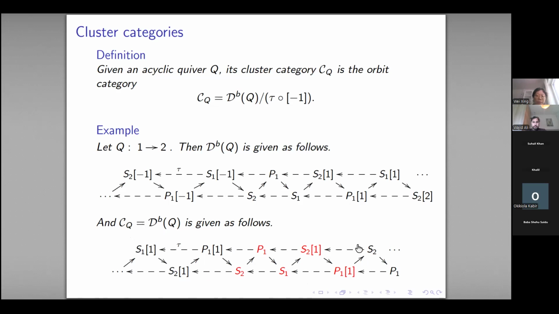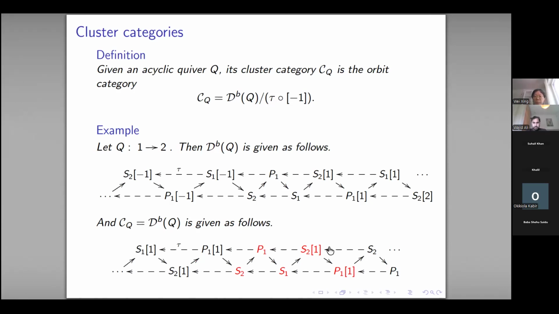So roughly speaking, the cluster category C_Q looks like this. So we identify this object, S2 shifted by 1, with this one. And this object is identified with this one.